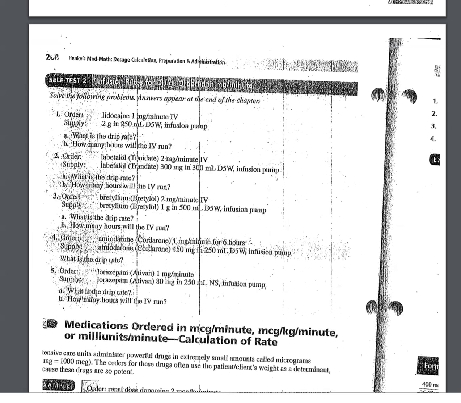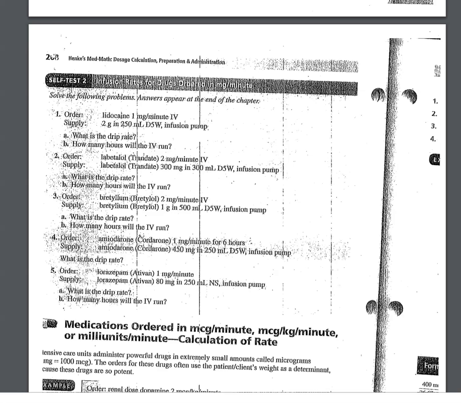Let's see here. Yes, 268. What they've now done is they're telling you that the order is for lidocaine 1 milligram per minute. The pharmacy sent you 2 grams in 250 mLs of D5W with an infusion pump. So they're telling you that it's not gravity, it's a pump. Now, for those of you who don't know about lidocaine, it is a medication used for MI patients. This is such a potent drug that you would generally not give it more than 1 milligram per minute, and it's going to be a very slow rate.